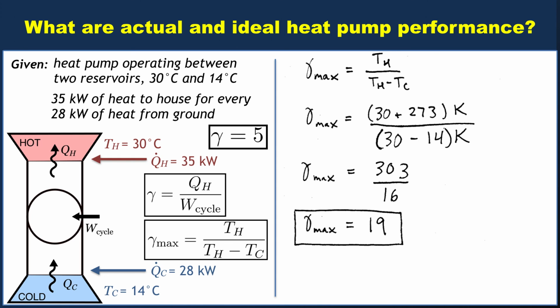So we built a heat pump that we thought was actually doing pretty well with a coefficient of performance of 5. If we had somehow been able to build one without any internal irreversibilities or anything like that, maybe we could have achieved the ideal maximum, which is 19, considerably better than 5. So these are the two numbers that we compare. Engineers strive for gamma max, but of course they never quite hit it.